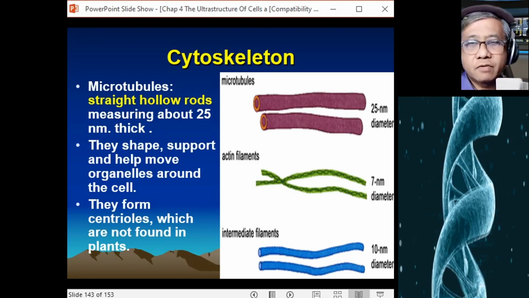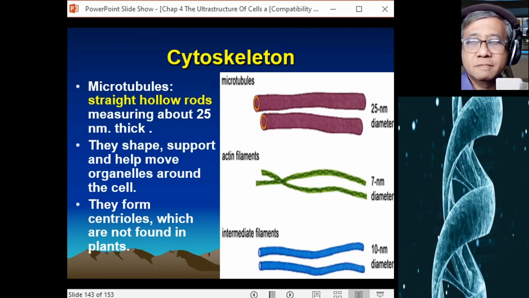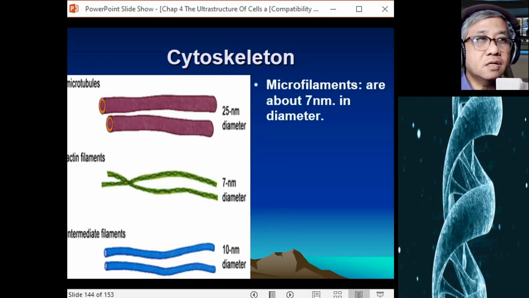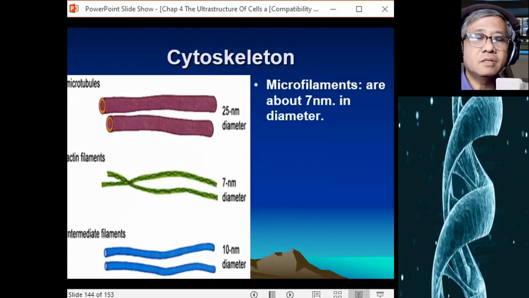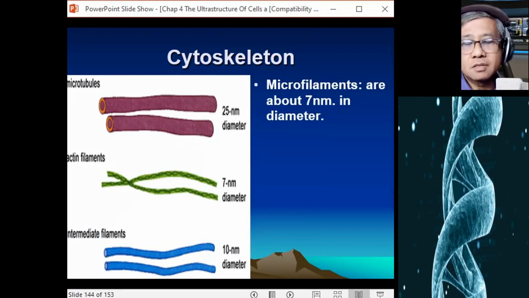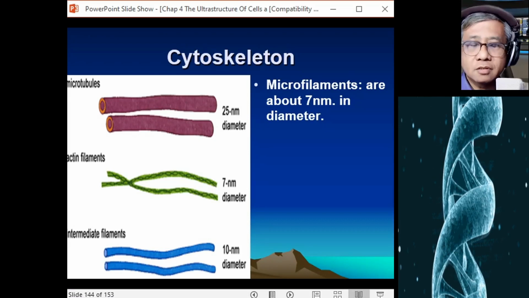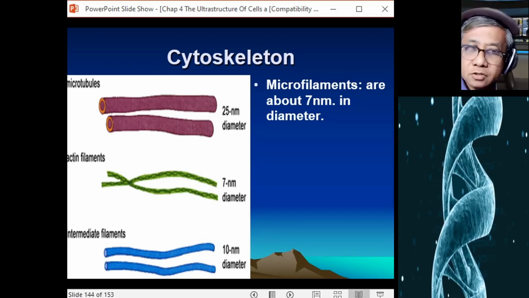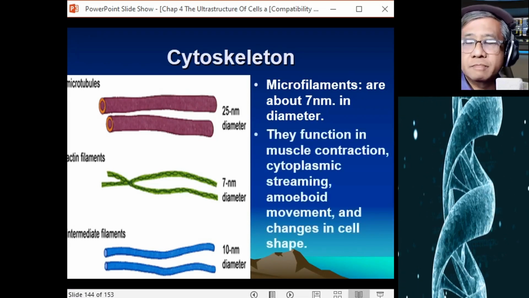But centrioles are not found in plants. Centrioles are visible only in the animal cell. What about microfilaments? Microfilaments are straight, solid rods. Again, let me repeat, straight, solid rods, unlike the microtubules, which are straight, hollow rods. So there is no space inside. About 7 nanometers in diameter.